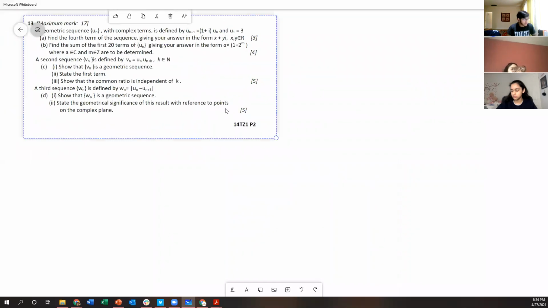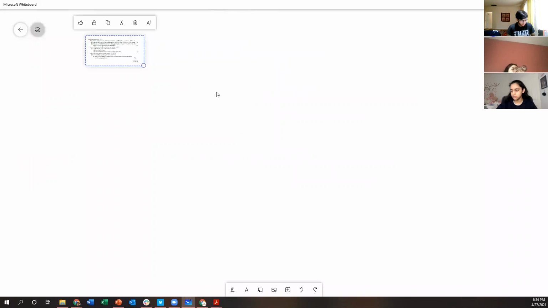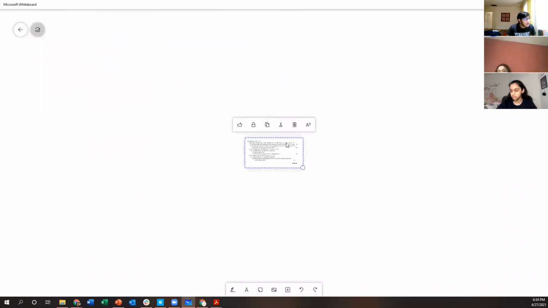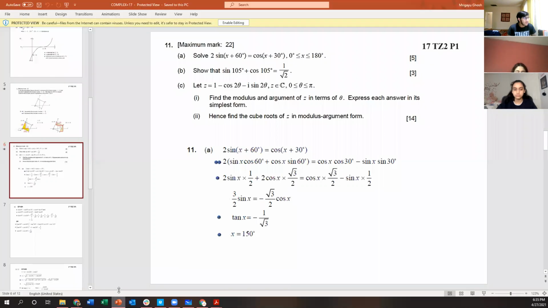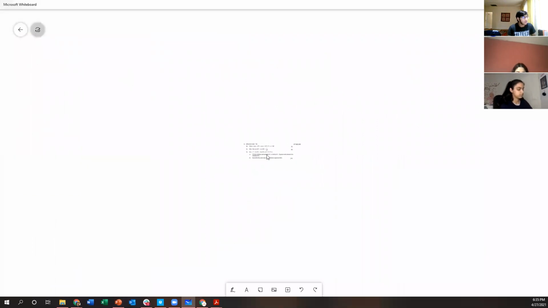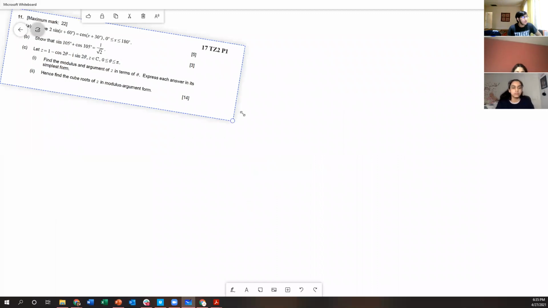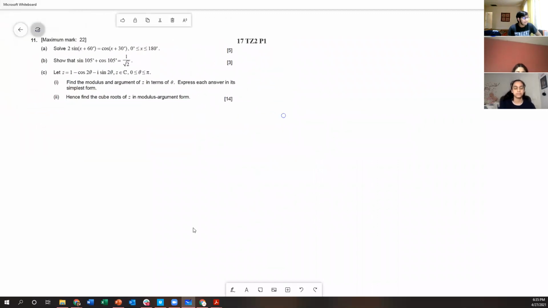Oh, that's not the right one. Am I pasting the right one? I'm still not pasting the right one. Did I even copy it to begin with? I don't think I copied it. Here. Make sure to take a screenshot. Okay, there we go.